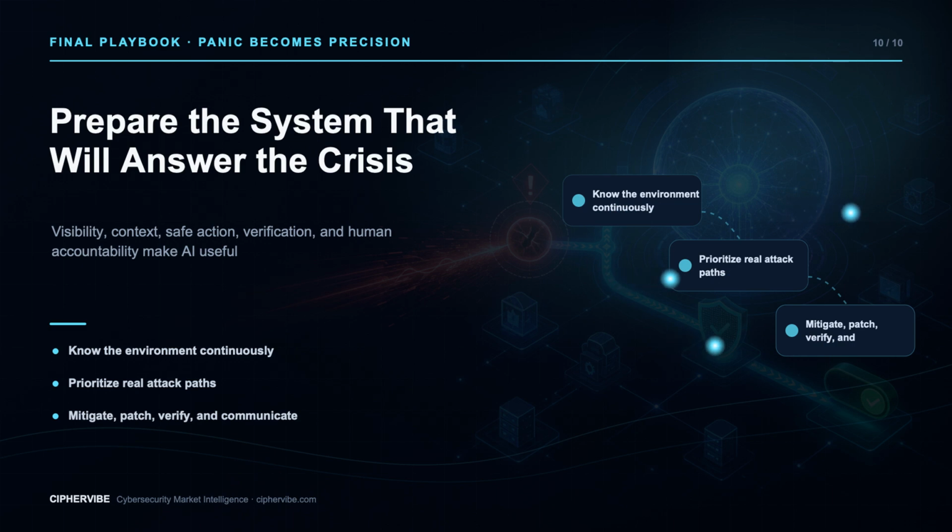Choose the response that fits the moment. Patch when a trusted fix and safe rollout exist. Mitigate when the patch is unavailable or needs testing. Isolate when severe impact is plausible and uncertainty is high. Increase monitoring and hunt for behavior that would show the weakness is already being used.